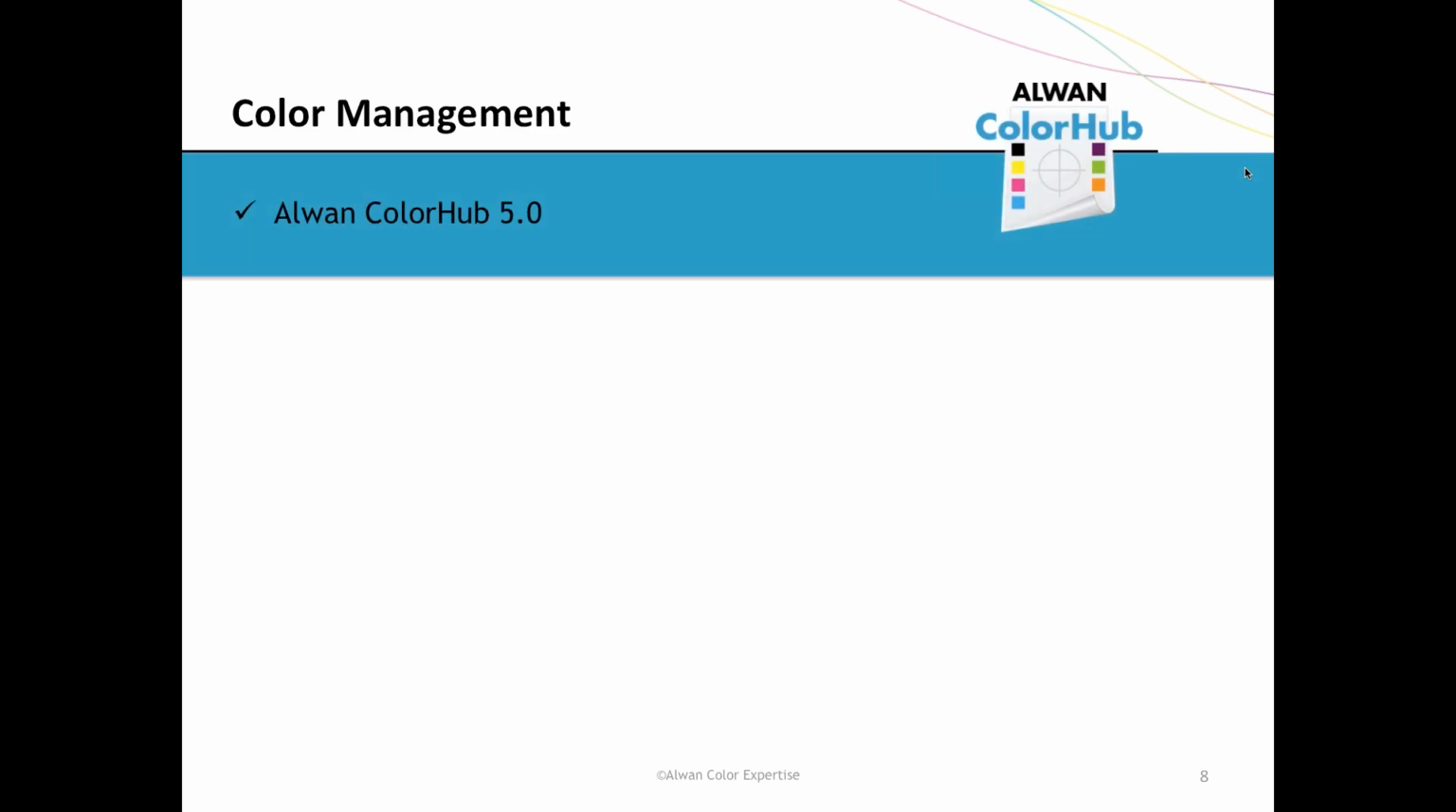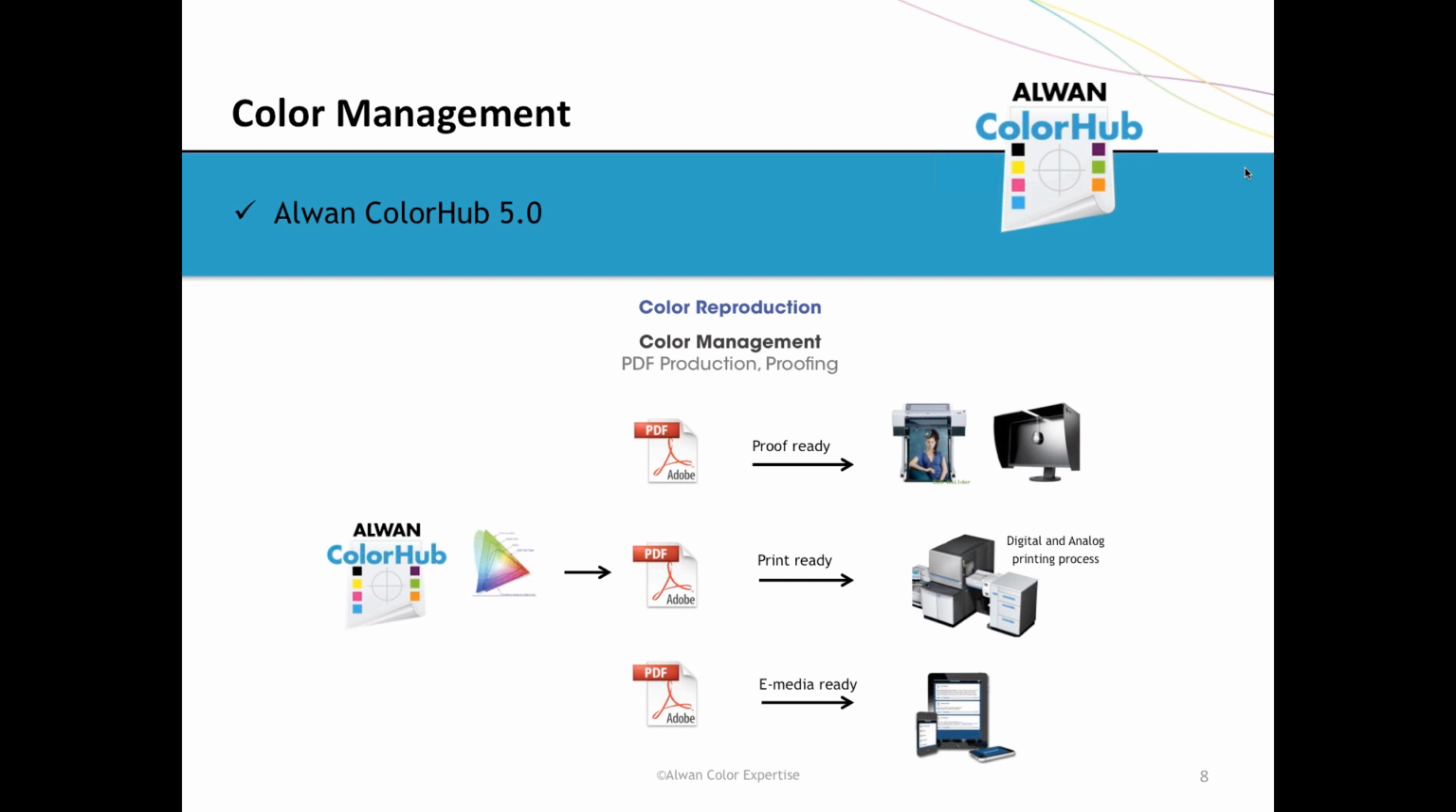Yes, good morning, everybody. My name is Menno Mooi. I'm the Business Development Manager for Europe, and I would like to run through the products that Ellie just introduced to you. So Alwan Color Hub 5, Alwan Color Hub used to be called CMYK Optimizer, but that has changed because now we do any color space and not only CMYK.